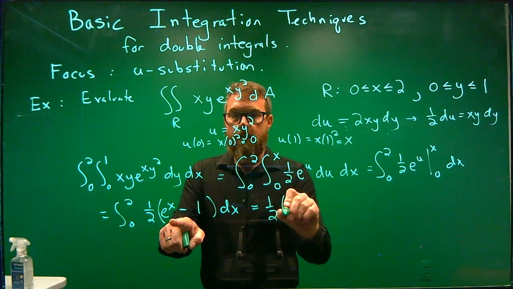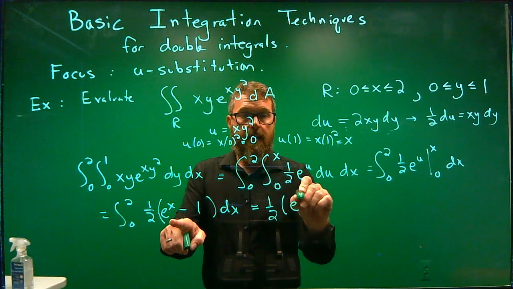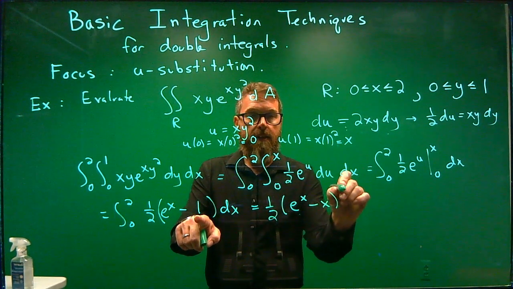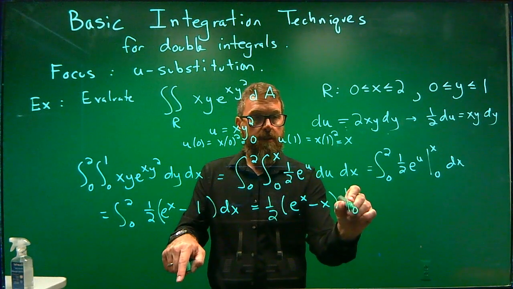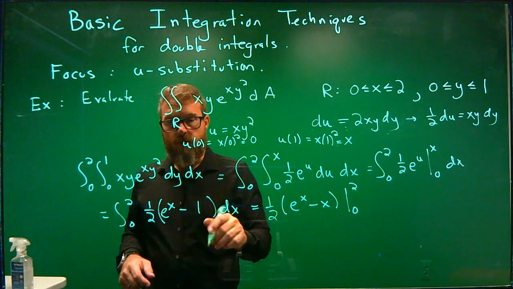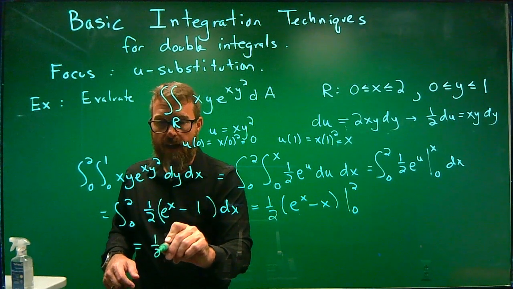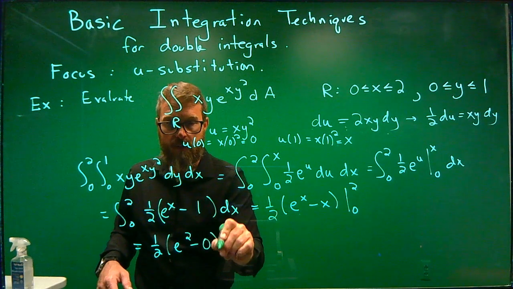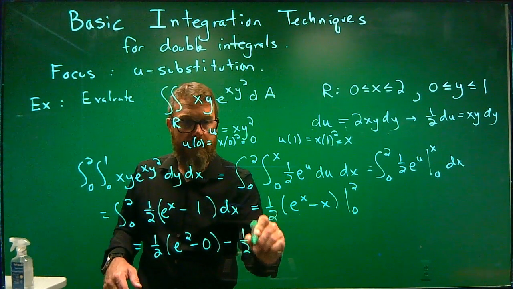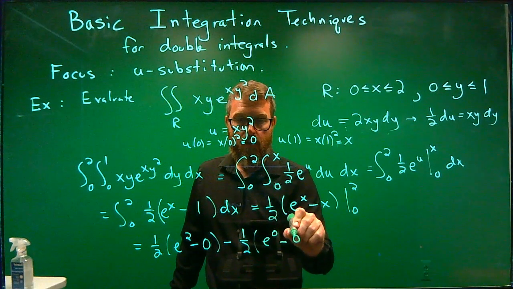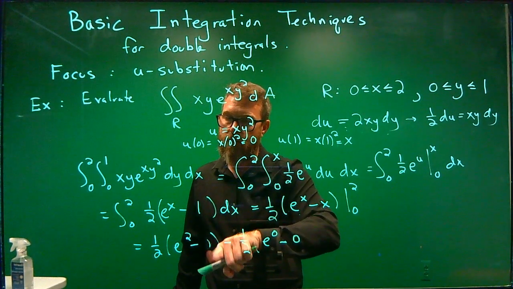So this is going to be equal to, the integral of e to the x is e to the x, the integral of -1 is going to be minus x, and then evaluating this at these bounds, which is going to be 0 and 2. So plugging in 2 first is going to give us 1/2 e to the 2 minus 2, minus 1/2, and then I'm going to have e to the 0 minus 0. That is not right. That should have been 2.